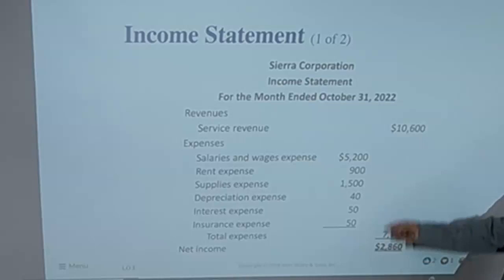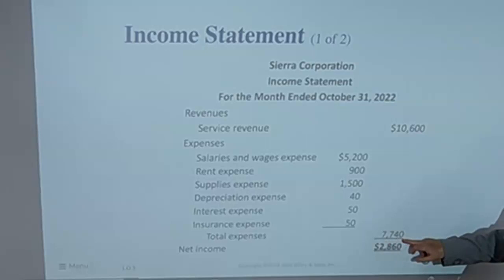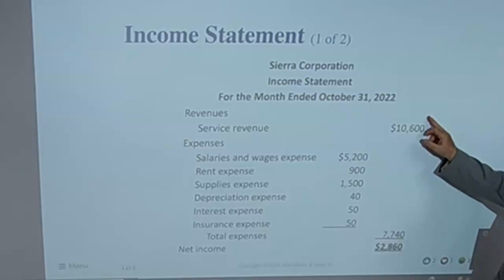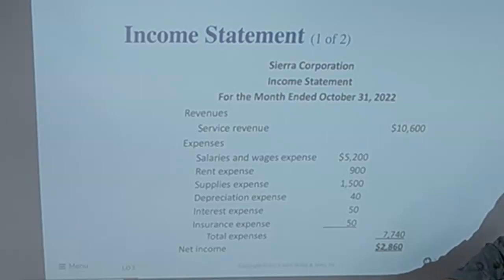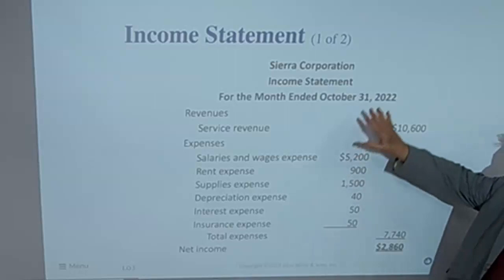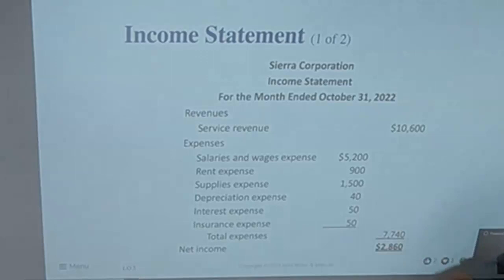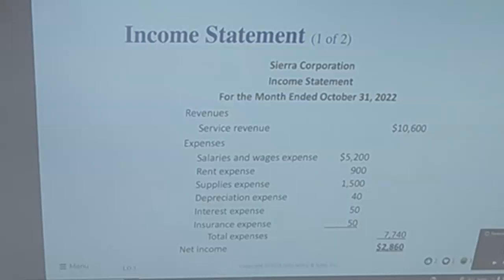Now, I've got my net income. I simply subtract this from this. And I draw a line when I'm adding or subtracting. So this line means I'm going to subtract from here. And this line down here is double. And double means finished. That's it. So this business, Sierra Corporation, earned $2,860. Revenue minus expense. Any questions on that?